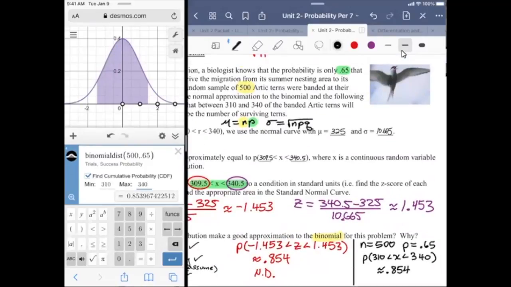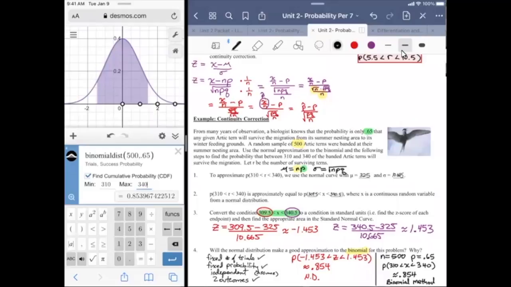All right, so this is the binomial technique. So will the normal distribution make a good approximation to the binomial for this problem? Why? Yes.